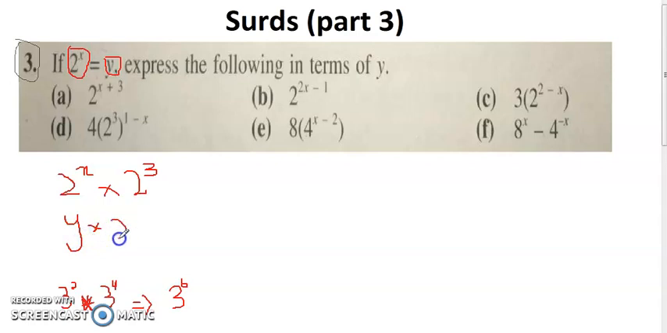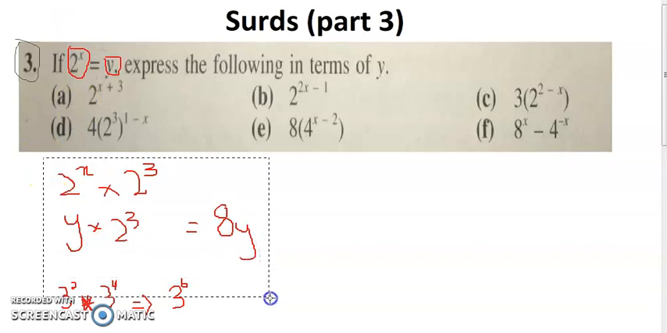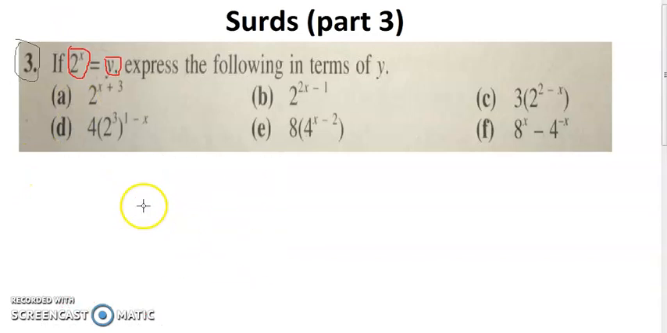Multiplied by 2 to the power 3, which is 8. Therefore the answer should be 8y, correct? I hope you understood this. I hope you're doing it with me so that you can also understand, right?